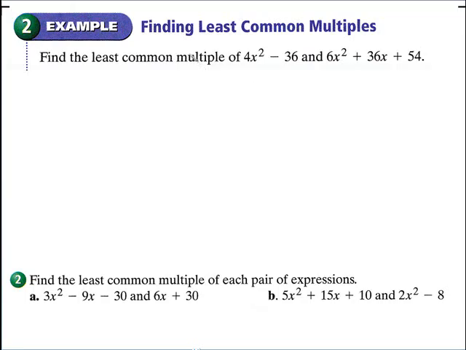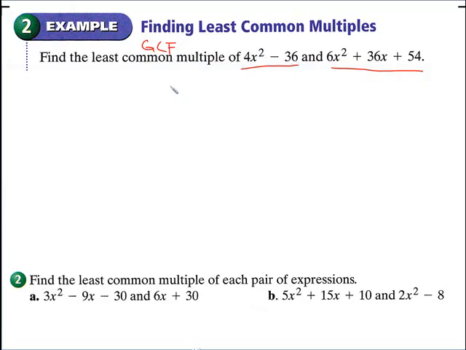So it says find the least common multiple of these two terms right here. So to find the least common multiple, or the LCM, the first thing you need to do is you need to factor. You're going to factor this as much as you can, and as always, when you're factoring, you always look for a GCF first. So anytime you're factoring, look for a GCF.